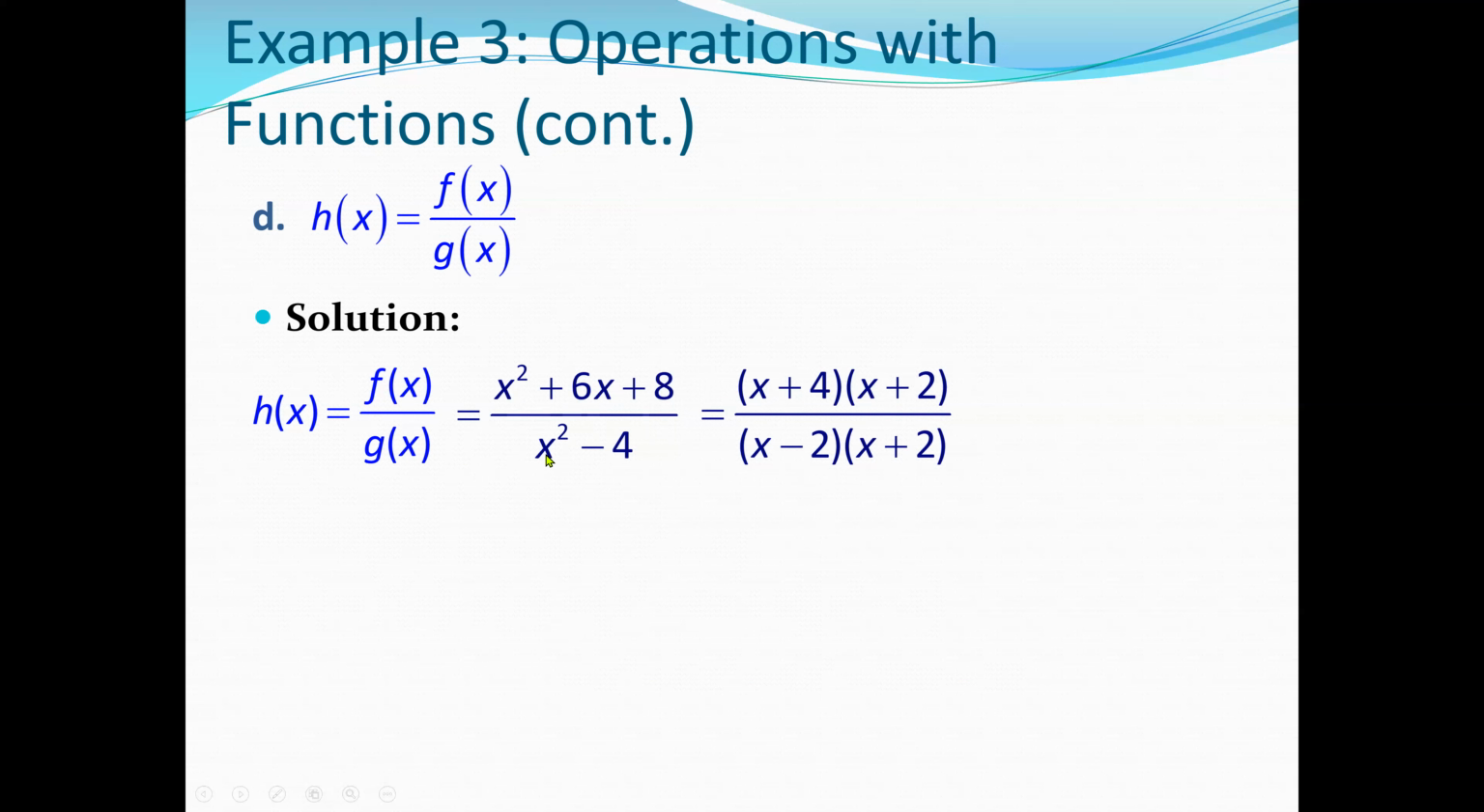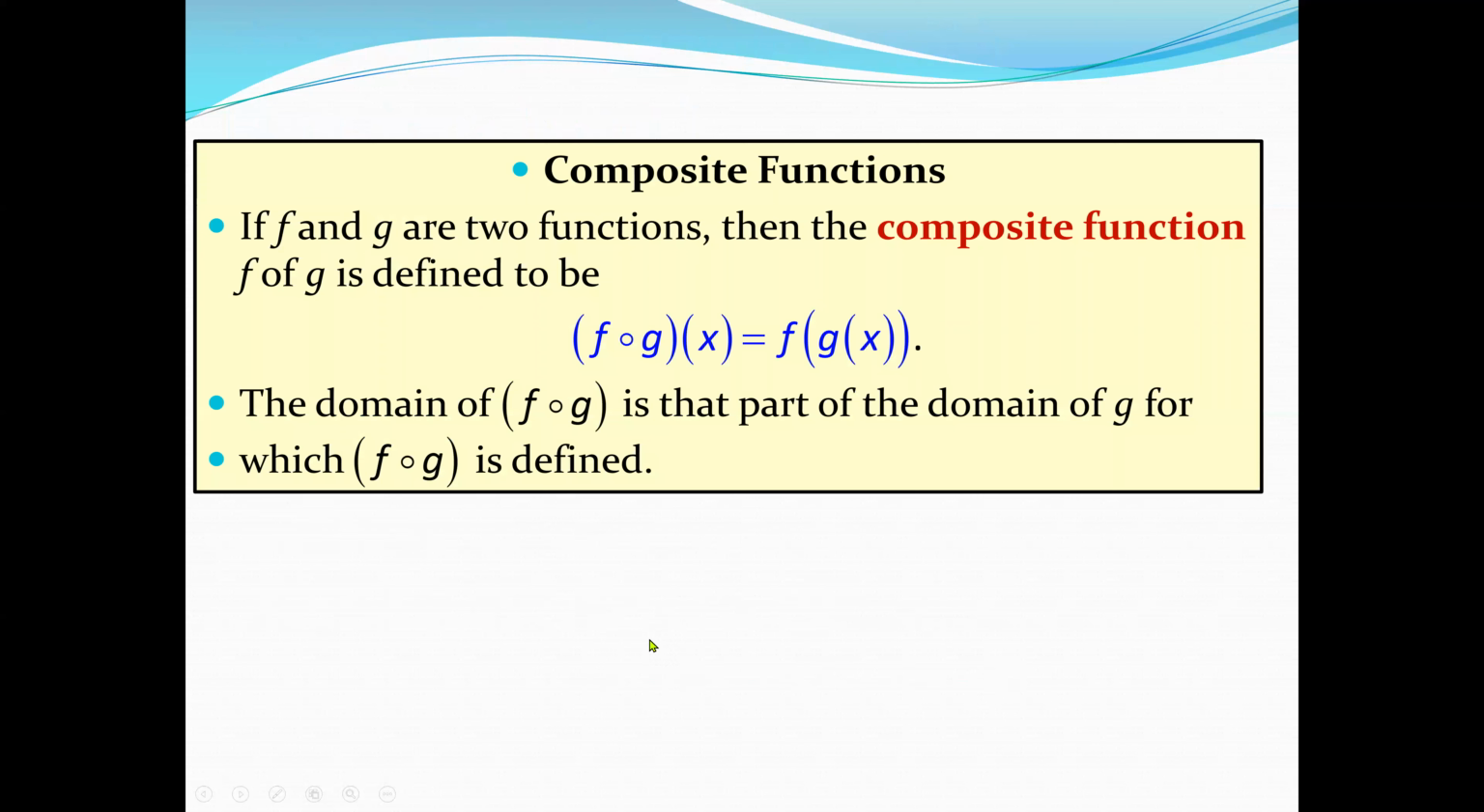Then the denominator is a difference of two squares. 4 is the same as 2 squared. So x squared minus 2 squared will give me x minus 2 times x plus 2. Then here we can see that x plus 2 will cancel each other. So the final answer will be x plus 4 divided by x minus 2. So we finish with decomposition.